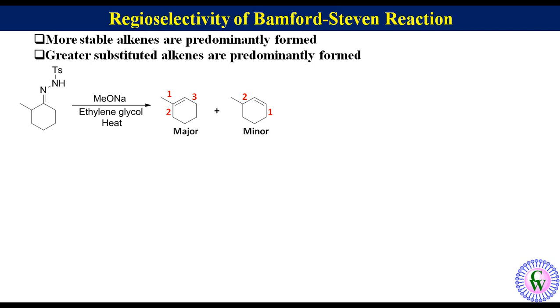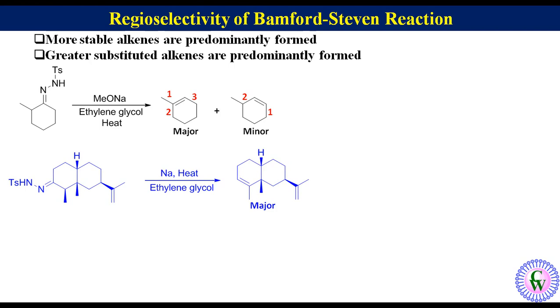Similarly, when this terpene-based tosylhydrazone is heated in the presence of sodium metal in ethylene glycol, tri-substituted alkene is formed as major, while disubstituted alkene is formed as minor product.